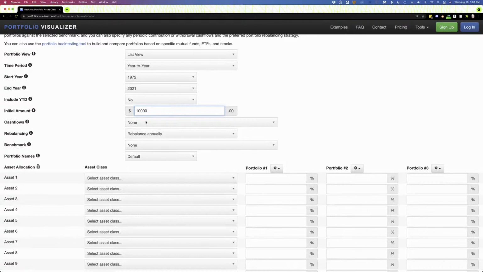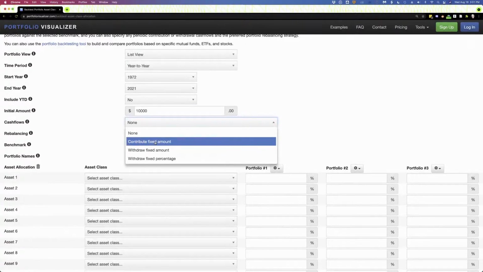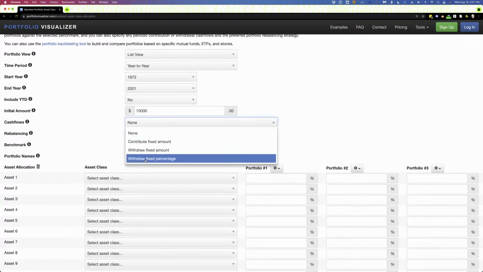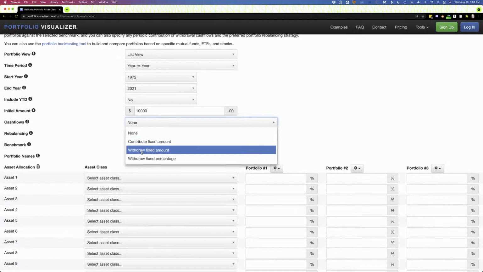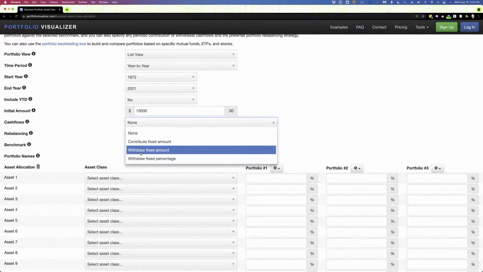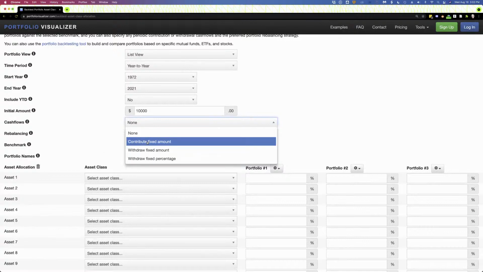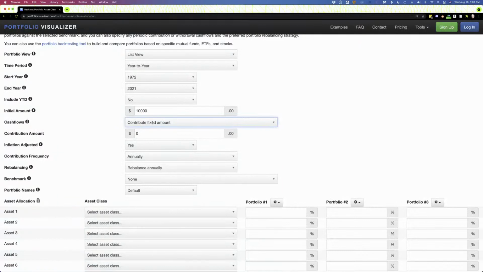Cash flows. This is very handy. I've used it many times. You can either contribute a fixed amount if you're still accumulating and you're saving whatever, $500 a month in your 401k or whatever the amount is. You can set a contribution amount. And you can also, for those of you like me who are in retirement or close to retirement or semi-retirement, still not quite sure what to call what I'm in, withdraw an amount, whether it's a fixed amount or a fixed percentage.